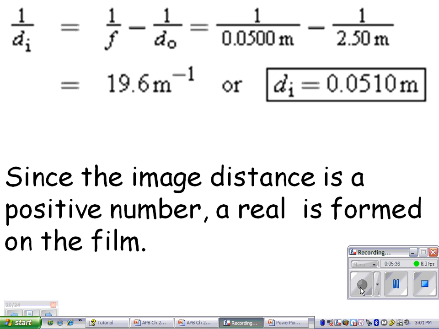We use the equation 1/DO + 1/DI = 1/F, and then you can rearrange the equation to solve for DI, and you get 0.0510 meters. Since this image distance is a positive number, we know from our rules that it's a real image, and it's formed on the film. It's projected onto the film.